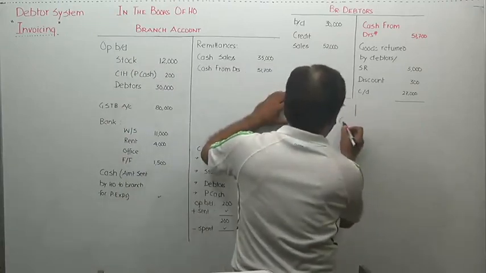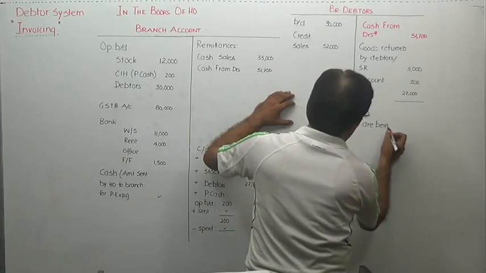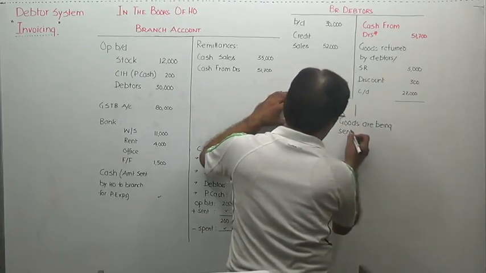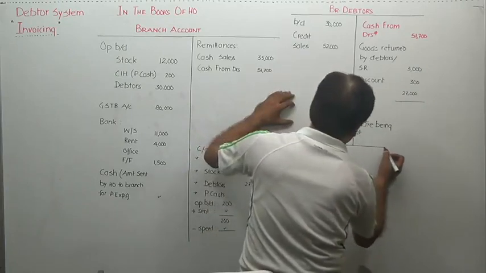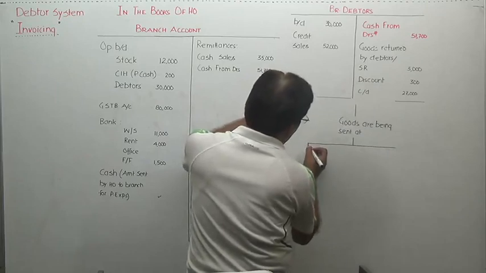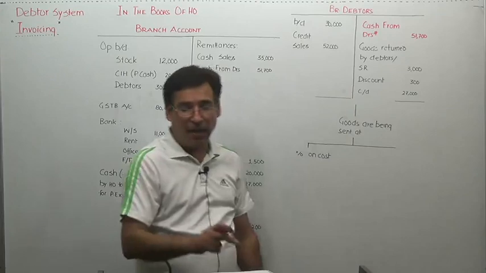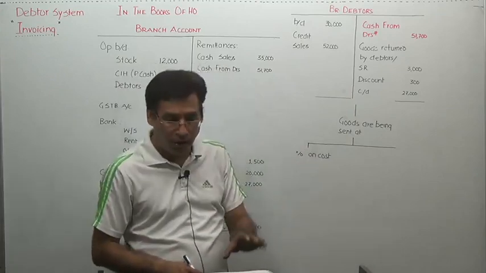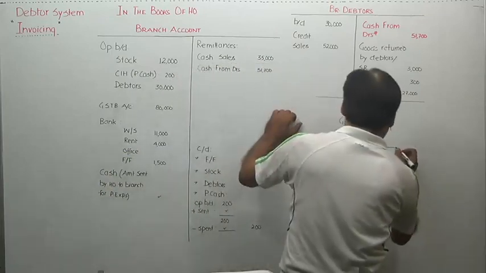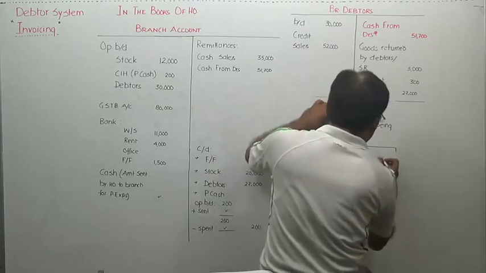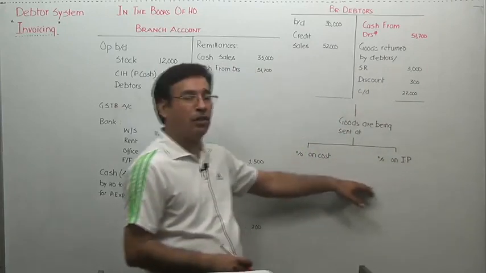Either of these two things will be given in the opening lines, correct? Opening lines will tell you either goods are being sent at so and so margin on cost. For example, in this case, goods are being sent at 25% margin on cost. Cost plus 25% means goods are being sent at 25% margin on cost. Or it could have been given the other way round: goods are being sent at so and so percent on invoice price. Remember one thing, invoice price is selling price. So either of these two rates will be given in the question.